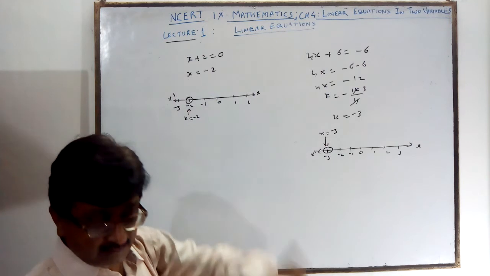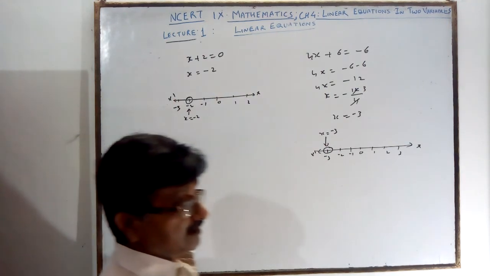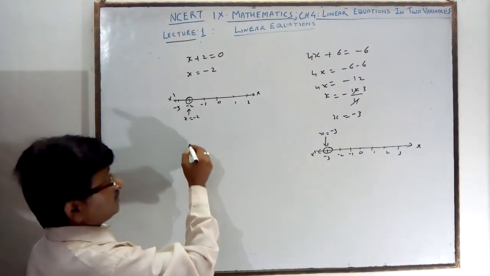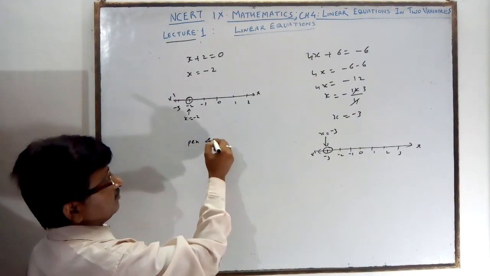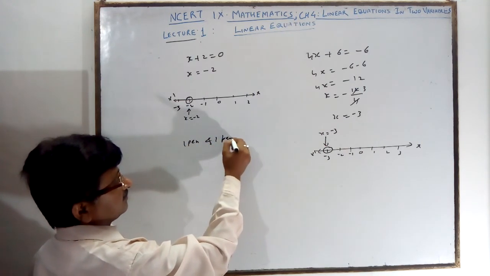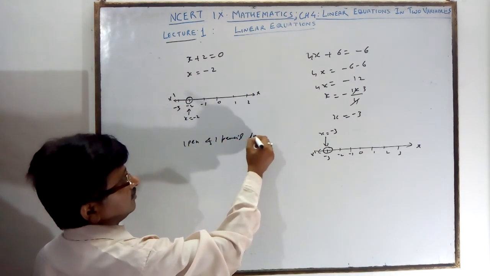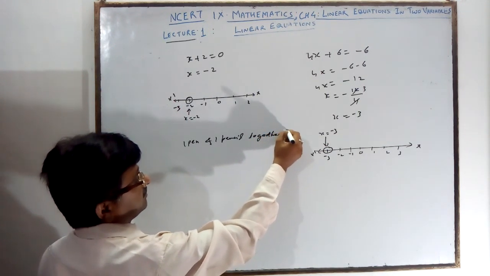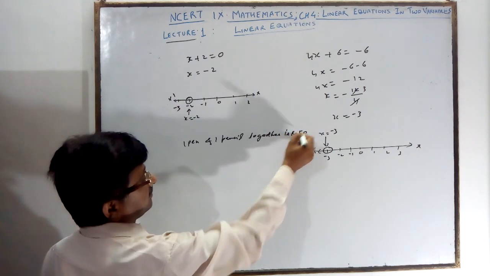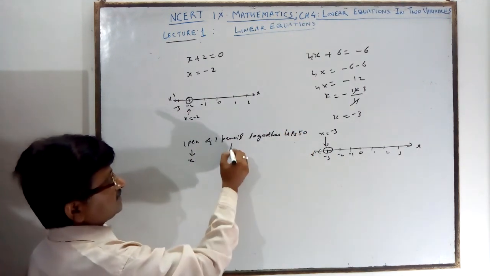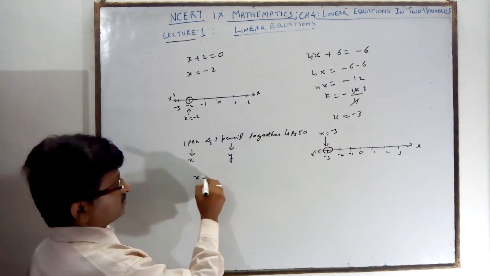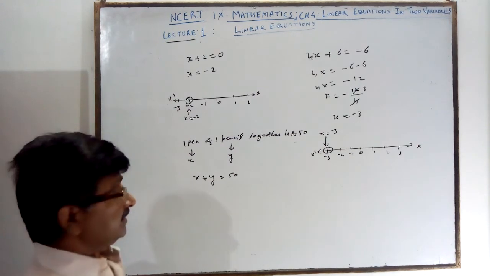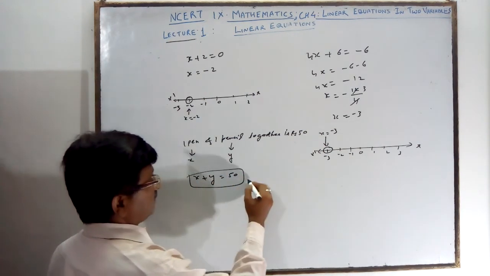But when it is two variables, how will you get the two variables? Two variables means the cost of a pen and pencil together. One pen and one pencil together is rupees 50. It means if the pen costs x rupees and the pencil costs y rupees, then x plus y is 50. It is your two-variable equation. It is called a linear equation in two variables.